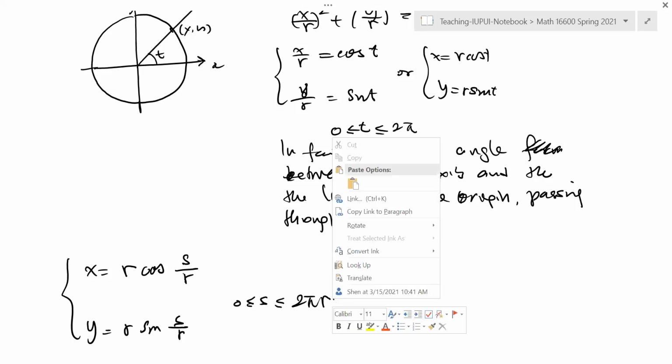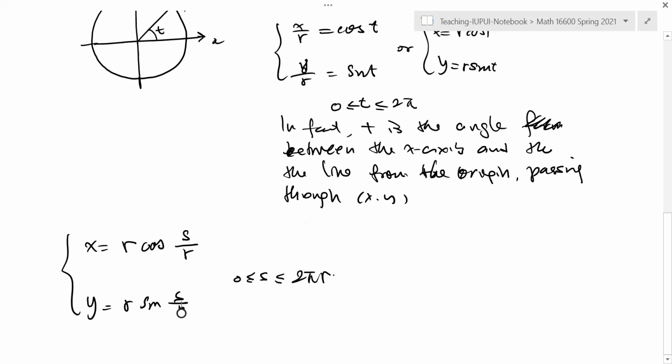So you can use a substitution. t is s over r, or s equals r times t. If t is between 0 and 2 pi, then s is between 0 and 2 pi r.